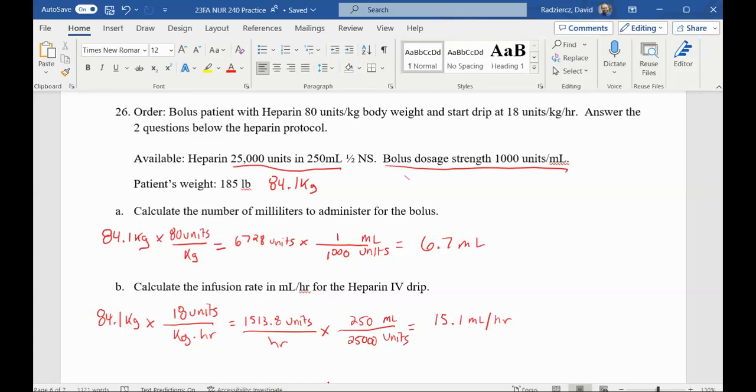The reason I mentioned earlier, if I left that at 84.090909, just left it at that, I'm going to get the same answer. You can always go back and double check. Again, it's because the number's so big, the decimal shouldn't matter. So that would be how you would do a standard heparin protocol if it was written like this.